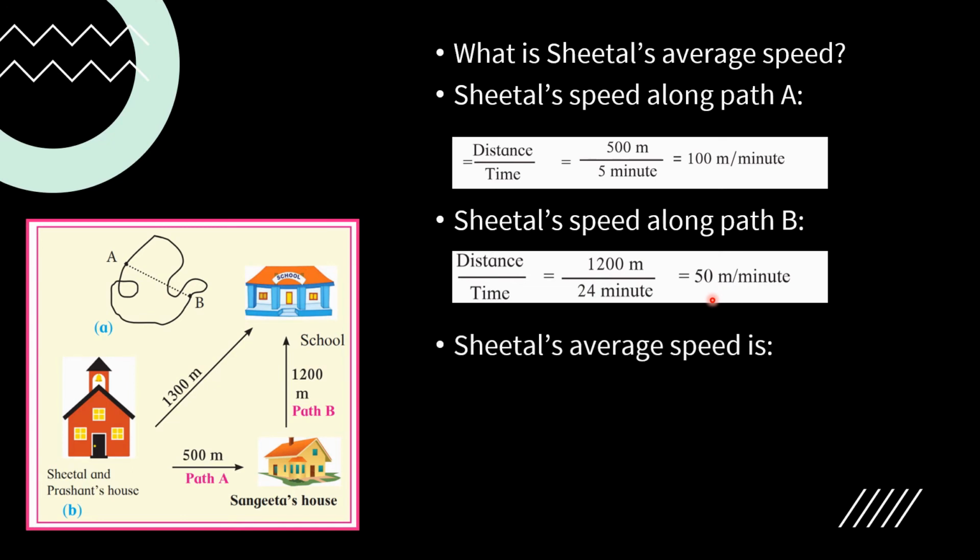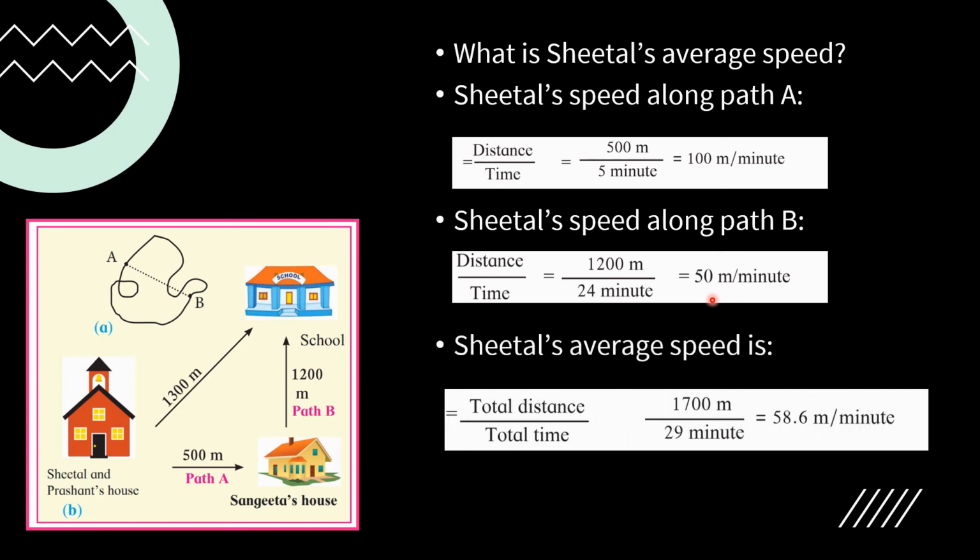So, how to calculate average speed? To calculate average speed, we have to take the total distance travelled in total time, which will be 1700 meters upon 29 minutes, which will give approximately 58.6 meters per minute. This is the average speed of Sheetal.